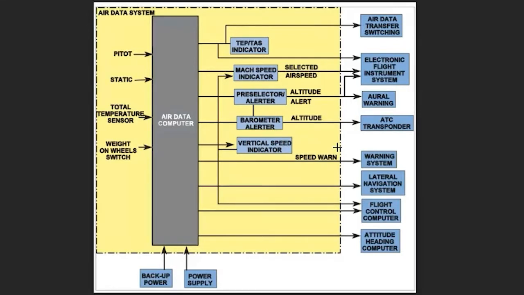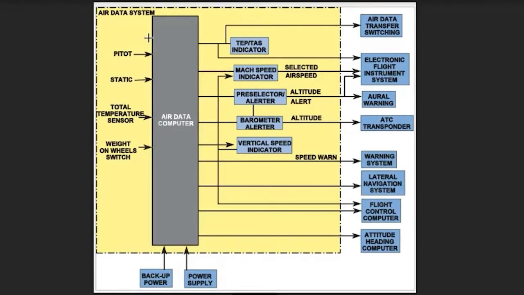and provides this information for the pilot, for instruments, for different systems of the airplane, for FMS, for autopilot, for the engines of the airplane, for ground proximity warning system, altitude alert system, stall warning system, and all of this kind of thing. Also, it provides information for the inertial reference system.